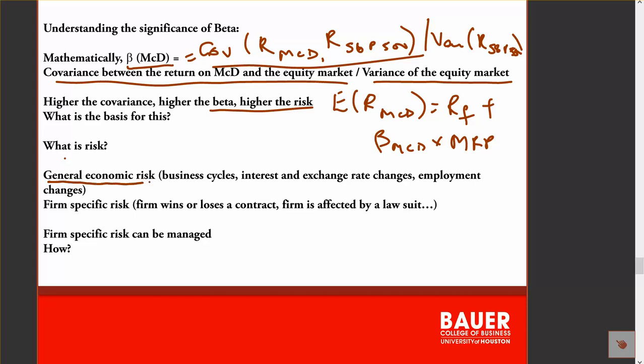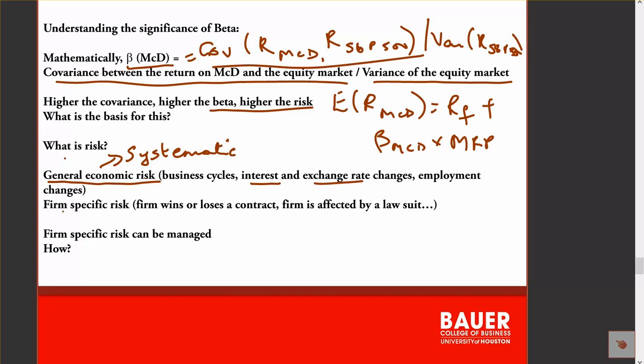One is what we call general economic risk. Business cycles. Economy goes up, economy goes down. Affects all stocks. Affects all stocks across the market. Interest rates change. Exchange rates change. Employment factors change. Business conditions change. All these things affect all stocks in the economy, and that's the source of what we call general economic risk, or what's called systematic risk. Okay, it affects everyone, everything.